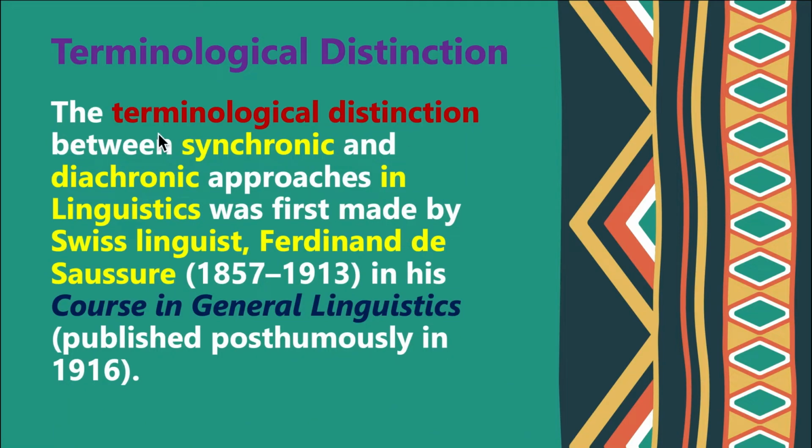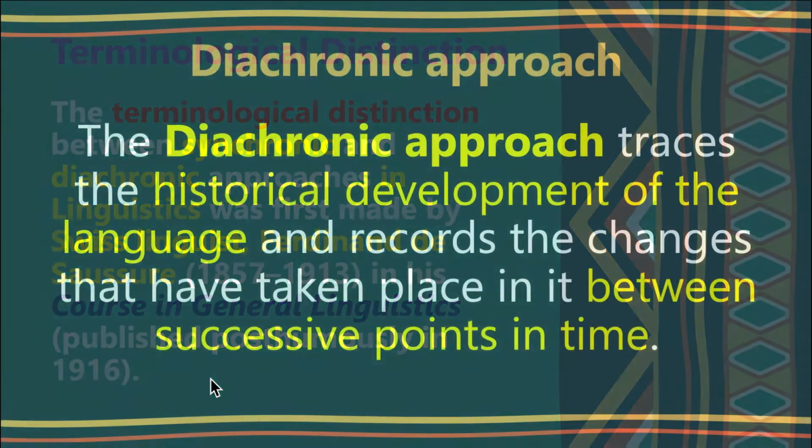Terminological Distinction. The terminological distinction between synchronic and diachronic approaches in linguistics was first made by Swiss linguist Ferdinand de Saussure, 1857-1913, in his Course in General Linguistics, published posthumously in 1916.